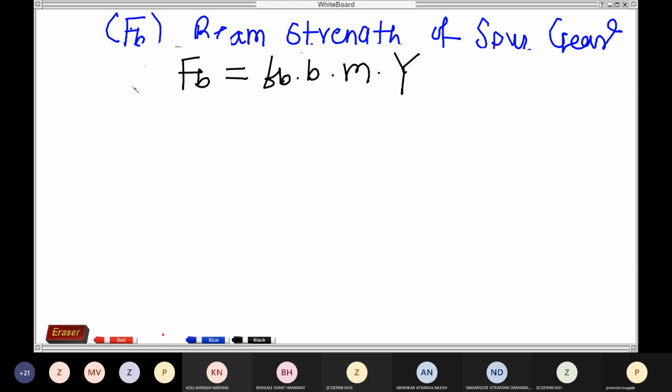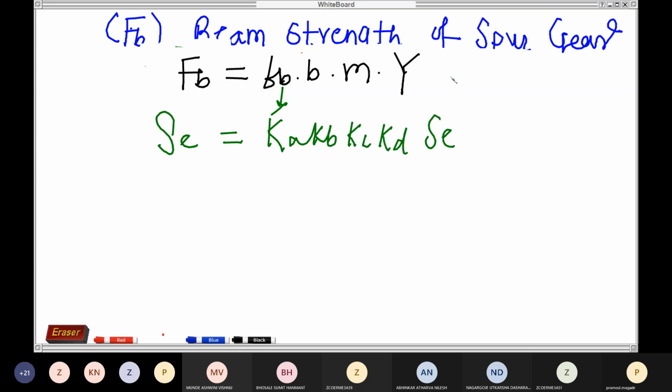So see, sigma b we need to calculate. Did you get it? Yes sir. Okay, now sigma b means bending. Bending will occur because of fluctuation: at the time of meshing, sudden load is coming, vibrations are coming, so it is a fluctuating load, and we have seen this in DME 1 third unit, fluctuating load and lots of parameters. So I'll write here endurance strength Se is equal to Ka, Kb, Kc, Kd and Se dash, as we learned. Here Se means endurance strength.